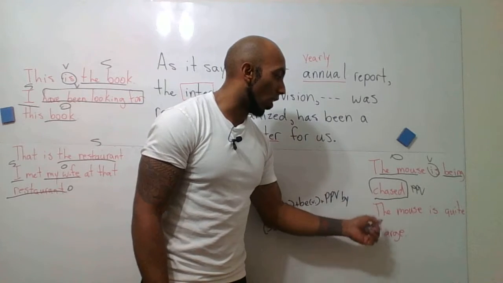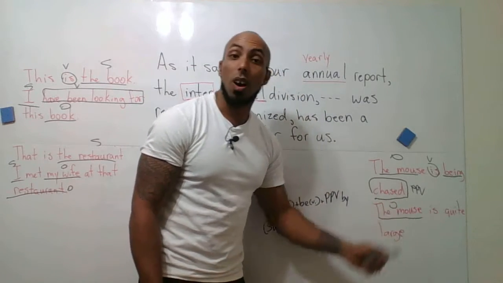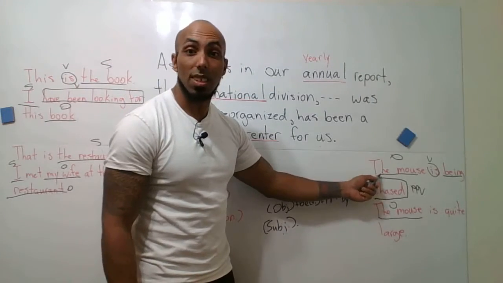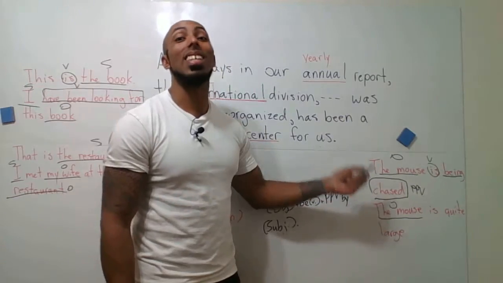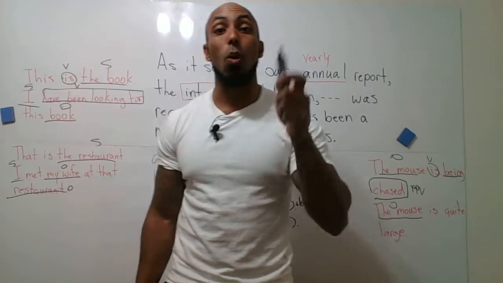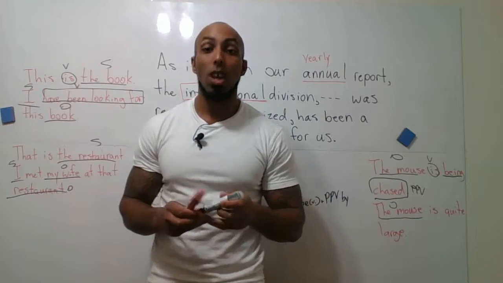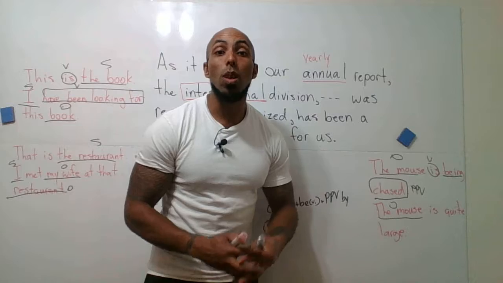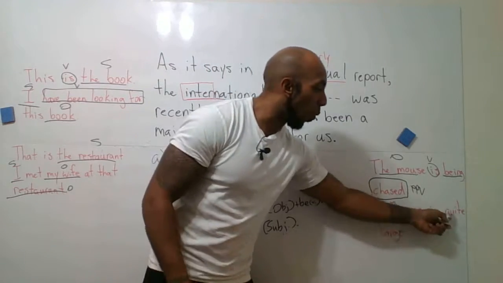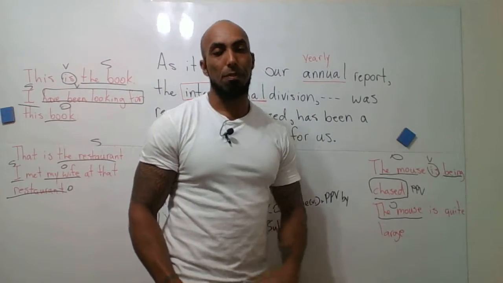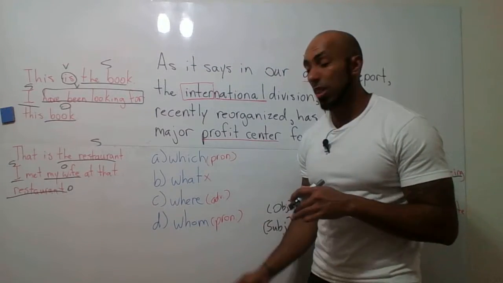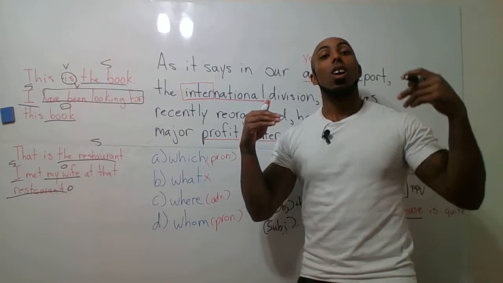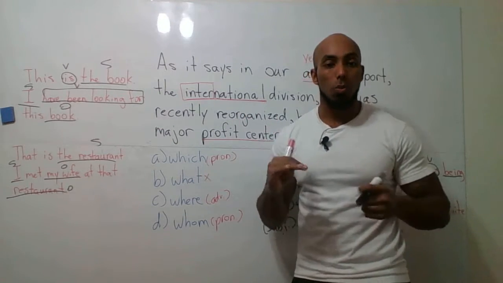The mouse is quite large. The object, like I said before, the object in both sentences is the same. The object in this sentence is the mouse, and the object in this sentence is the mouse. So in this example, we can use whom, okay, when we put these together. So it would be the mouse whom is being chased is quite large, okay? Now, that's what whom is for. That's the best way to differentiate or tell the difference between who and whom, okay?